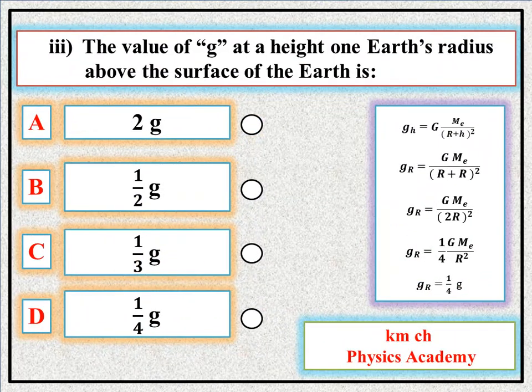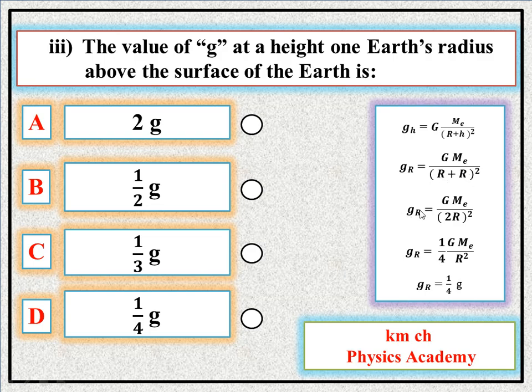Question number 3. The value of g at a height 1 Earth's radius above the surface of the earth is. Options are A 2g, B 1 over 4 g, C 1 over 3 g, and D 1 over 4 g. You know g at altitude h is equal to G M e over (r plus h) whole square. If this altitude is equal to radius of the earth, then g_r is equal to G M e over (r plus r) whole square. This h will be replaced by r.